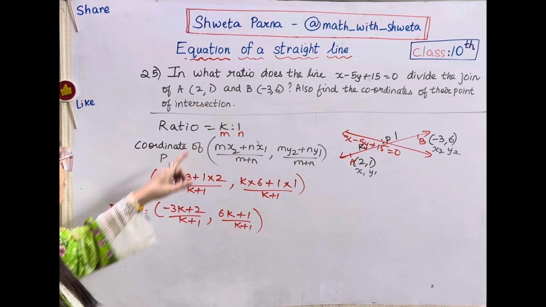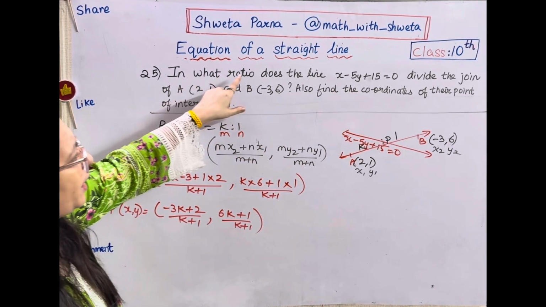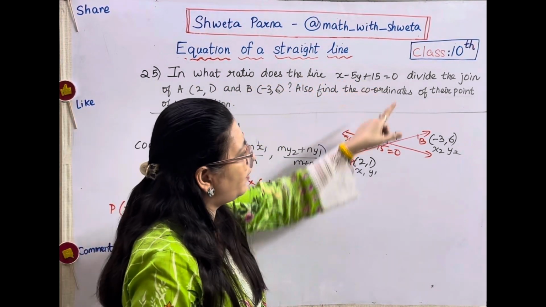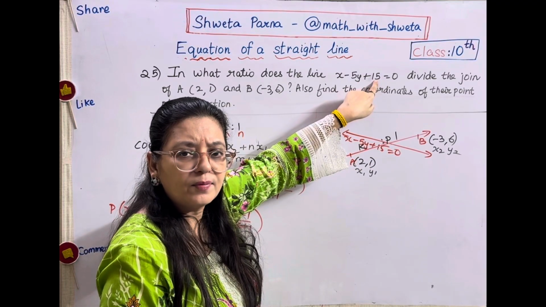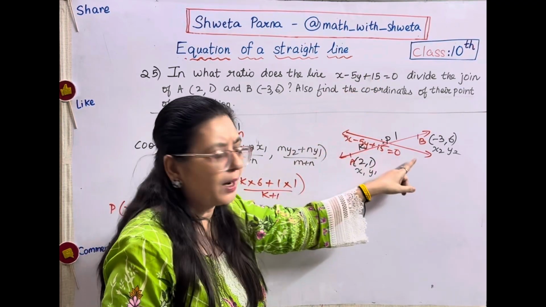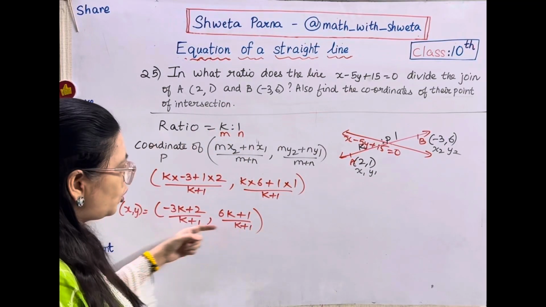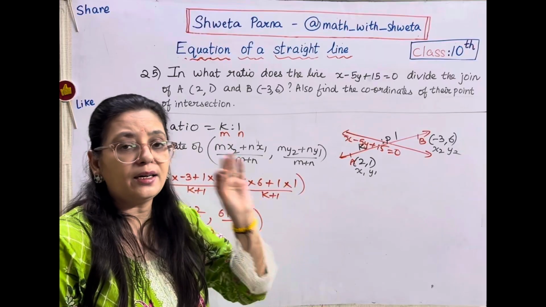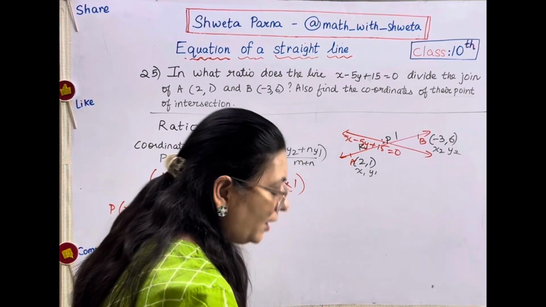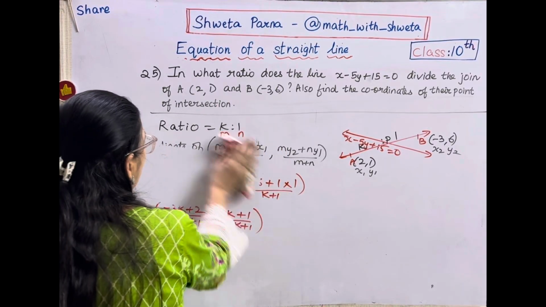Now read the question properly. In what ratio does this line divide? So that means point P lies on this line. Correct? Point P is a part of this line. So we will substitute the value of x coordinate and y coordinate in this line to get our answer, the ratio. Okay, let's do that. I will erase this much.